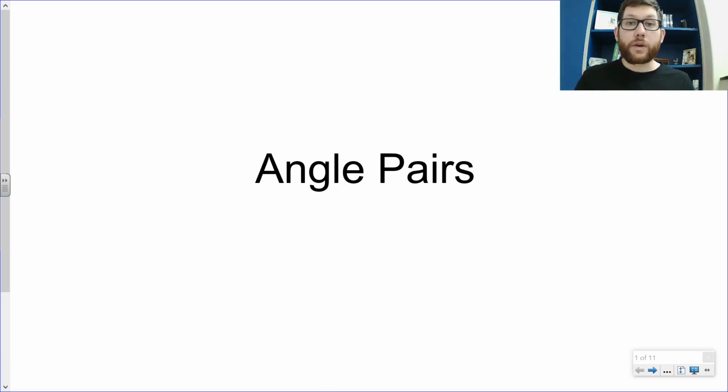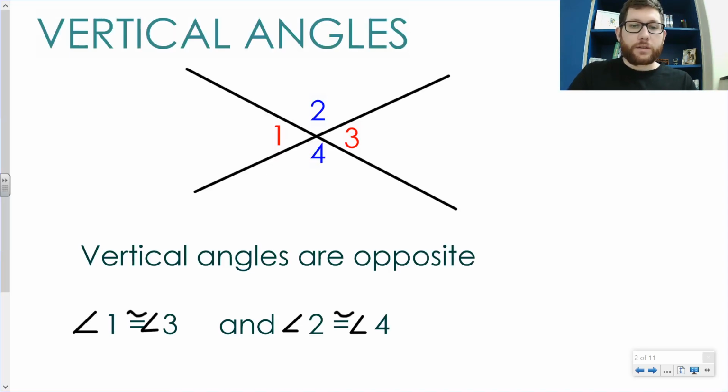In this video, we're going to take a look at 4 different angle pairs that you need to know moving forward in geometry. So let's take a look at the first one here. The first one is vertical angles.